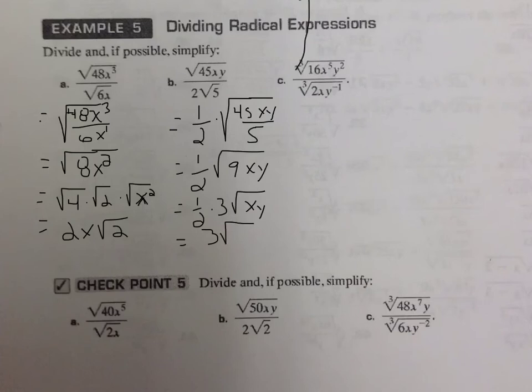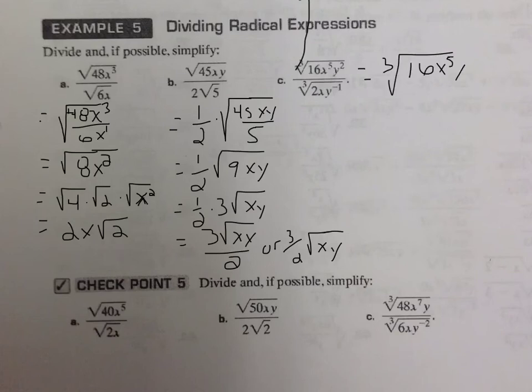I can write it as 3 square root of xy over 2. Or I can just take the 3 and multiply by 2 and get 3/2 square root of xy. It doesn't matter how you write that, either way. Let's look at C. We're going to rewrite them as one big cube root. So I've got cube root of 16x to the 5th y squared over 2x y to the -1.